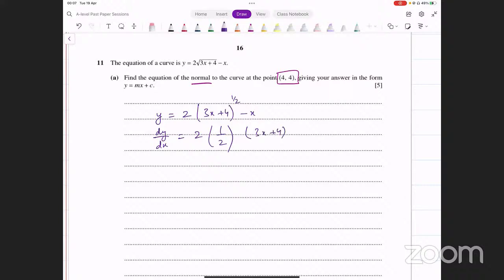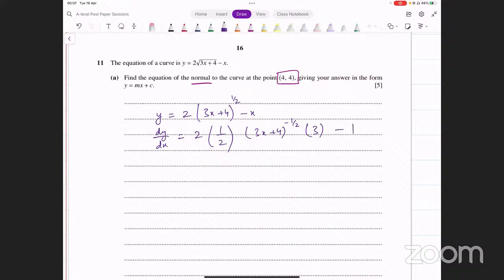Subtract 1 from the power. 3x plus 4, 1 over 2 में से 1 subtract किया, what do you have? Minus 1 over 2, and then you multiply by the derivative of what is inside the power here. 3x plus 4 के derivative से multiply कर दें, that's going to be 3. That's the derivative of this first term. Minus x का derivative क्या हो जाएगा? -1. So we found the derivative.